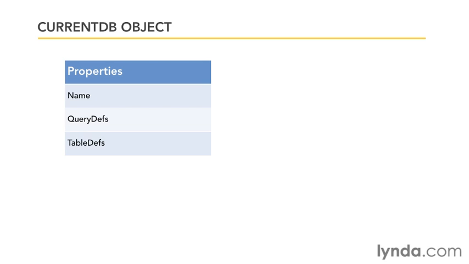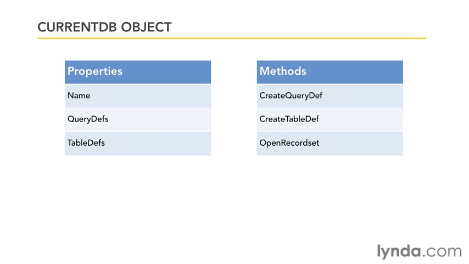Next, there is the CurrentDb object. That refers, as I said earlier, to the current database. And you have properties, and this list is not exhaustive. These are just the ones that are the most commonly used. You have the name, and then the collection of all queries, called QueryDefs, and the collection of all tables, called TableDefs. And methods, or actions you can take on the CurrentDb object, are to create a query, create a table, or to open an existing query or table as a recordset.